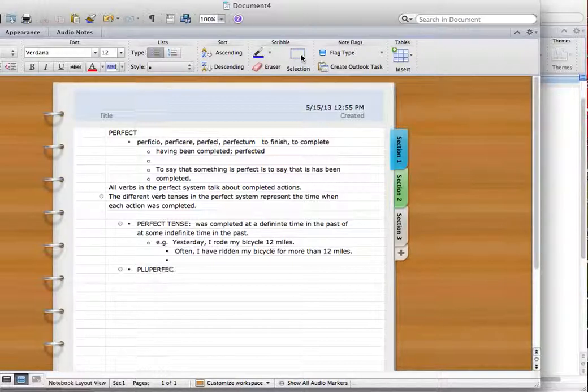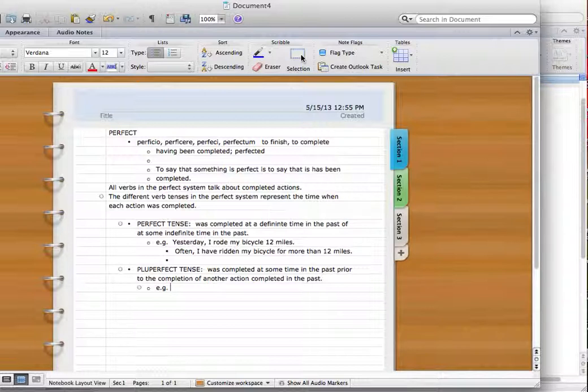The pluperfect tense was completed at some time in the past prior to the completion of another action completed in the past. This is perhaps one of the more confusing ones for students to use because they get confused by the idea that we're actually talking about sequence of events.